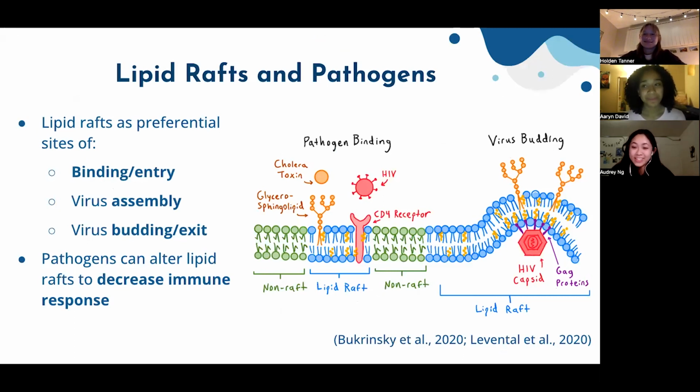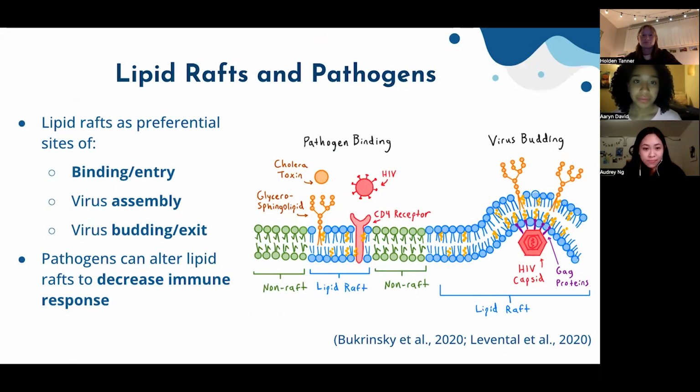All right, and continuing to look at the interaction of pathogens and lipid rafts, there are a lot of studies that have shown that lipid rafts are actually preferential sites for binding and entry of pathogens, such as bacterial toxins and viruses. So as seen in this figure to the right, things like cholera toxins can bind to glycosphingolipids, and HIV can bind to CD4 receptors, and both of these are more highly concentrated in the lipid rafts compared to the non-raft regions.